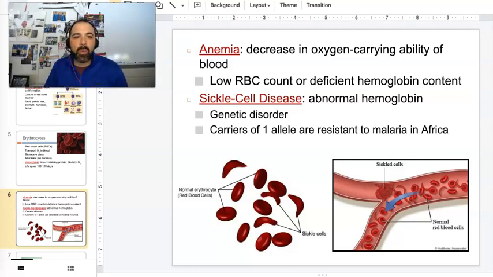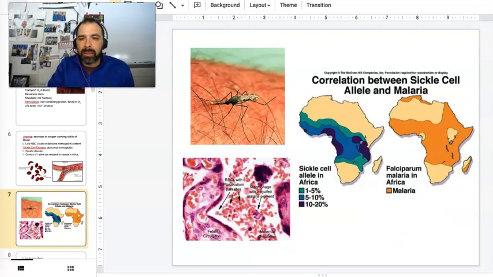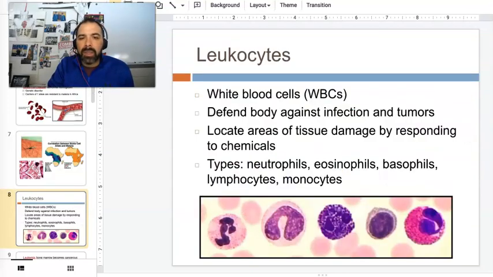That's a genetic disorder. Usually carriers of sickle cell have one allele, but it makes them resistant to malaria in Africa. You may have learned about that in biology. There's a thing called heterozygote advantage, so there's a correlation between the sickle cell allele and malaria. You can pause this.